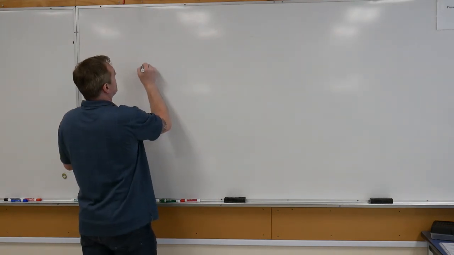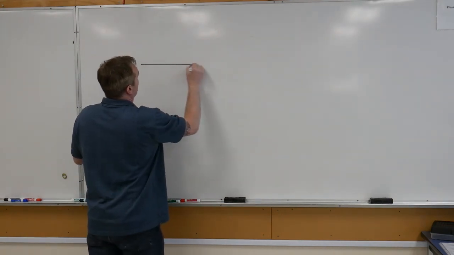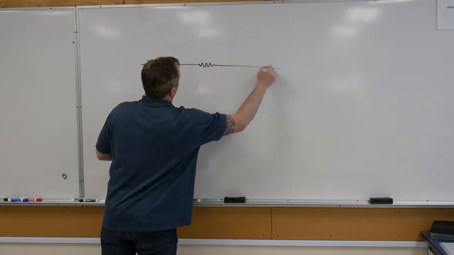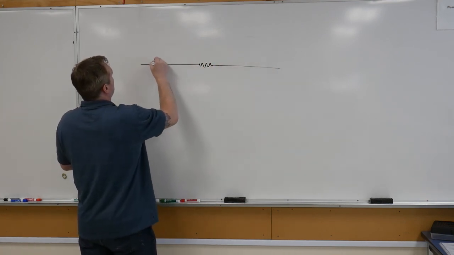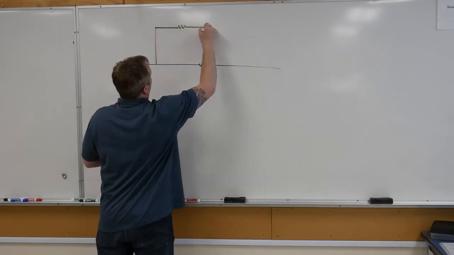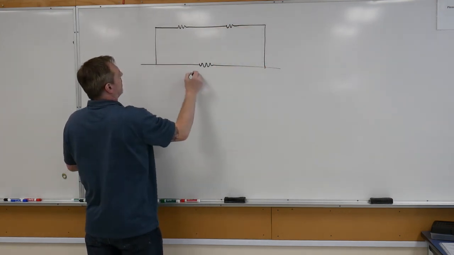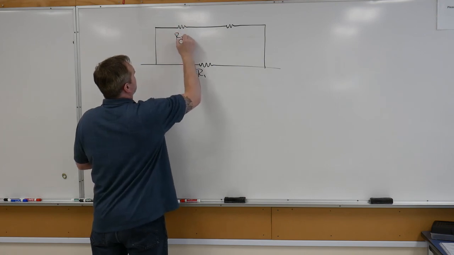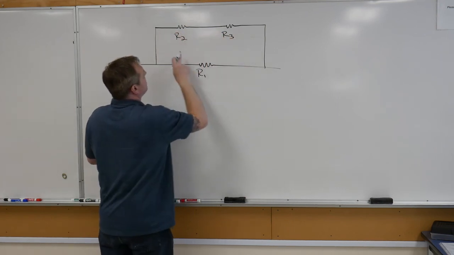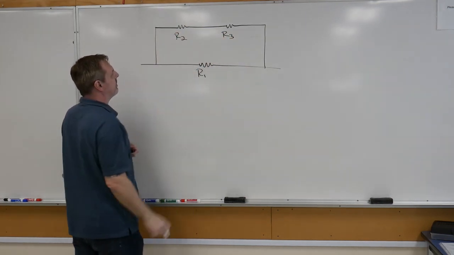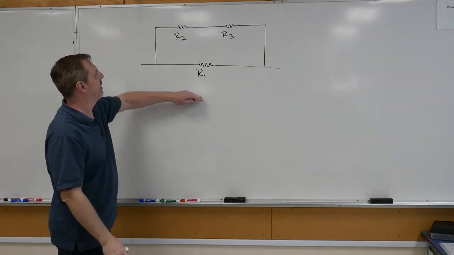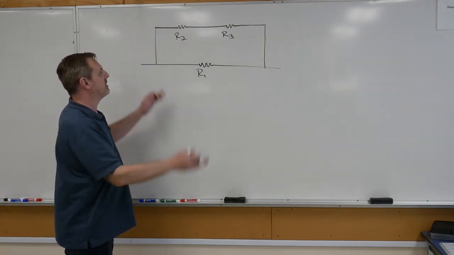So in this circuit, what we're going to do is have one resistor by itself, and then 2 resistors in parallel with that single resistor. Okay, so we're going to call this one R1, we'll go R2 and R3. So R2 and R3 are in series with each other. R1 is in parallel with R2 and R3 together.